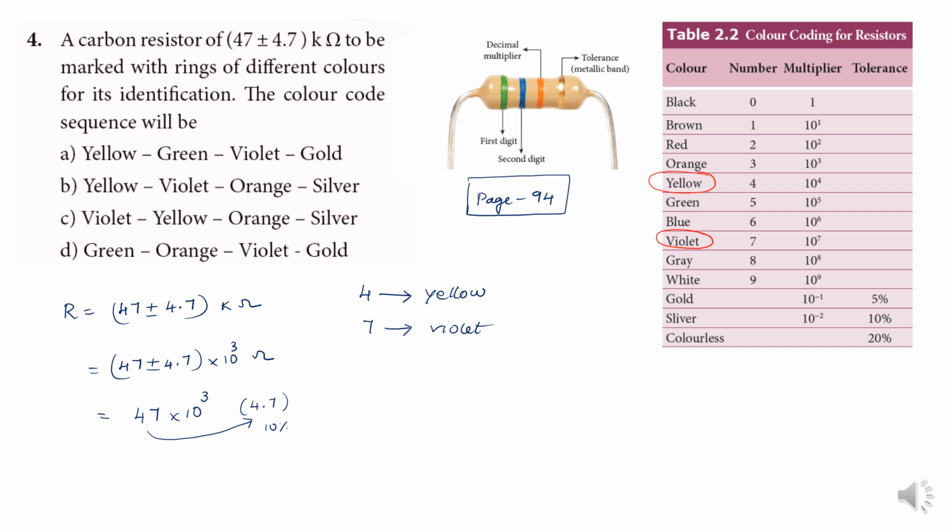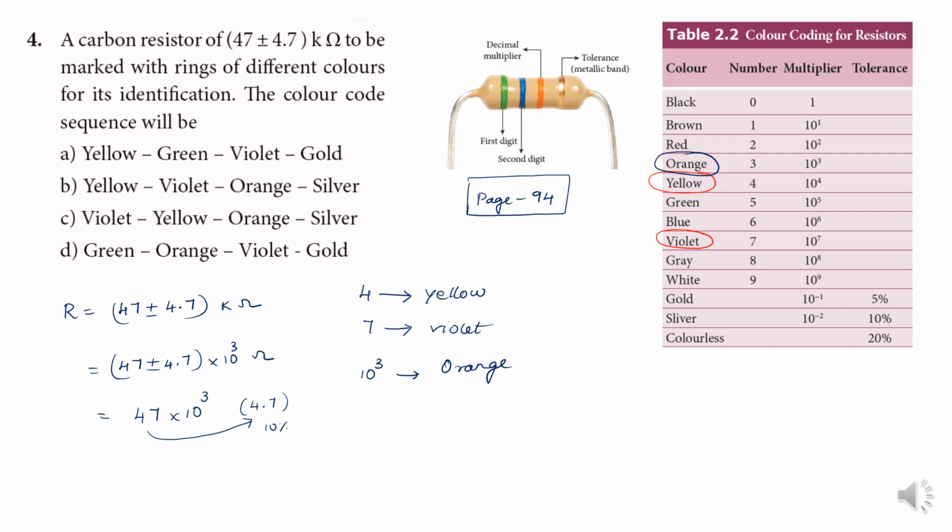And the multiplier, what is the multiplier given? 10 power 3. For 10 power 3 it is orange. So multiplier 10 power 3 corresponds to orange. And 10% of 47 is 4.7. 5% is 2.35. So if it is given as 2.35, you have to consider it as 5%.